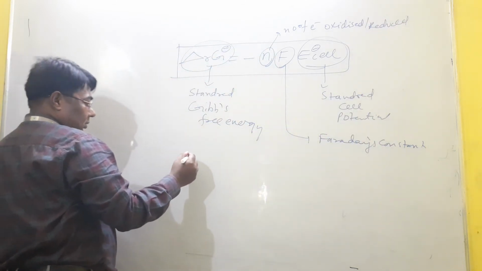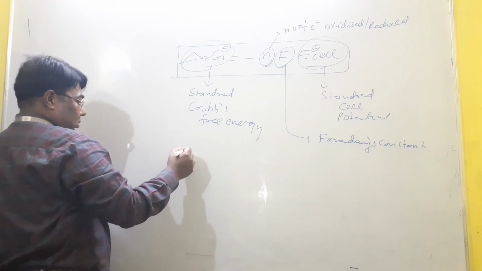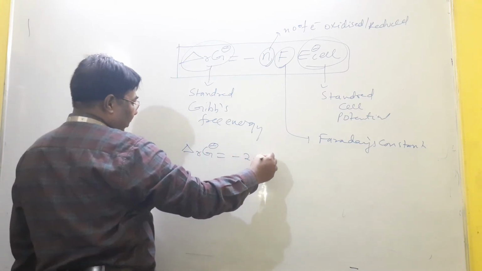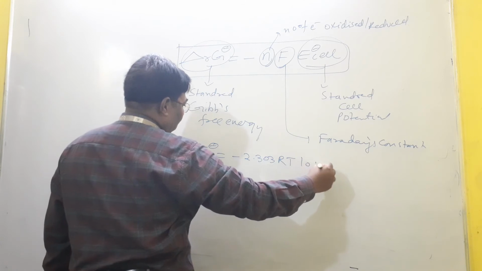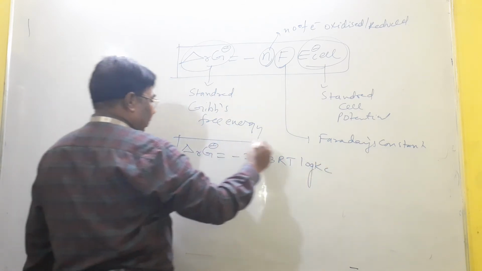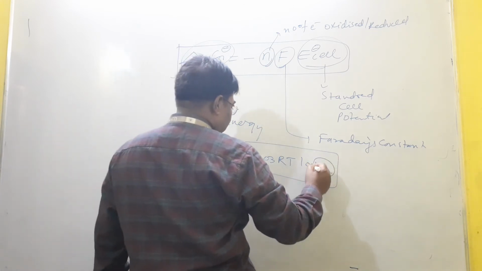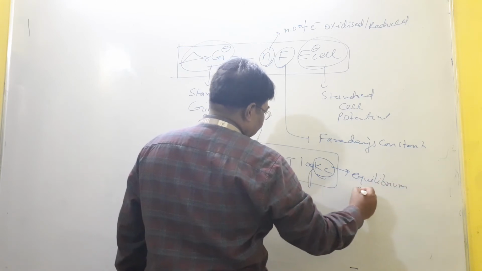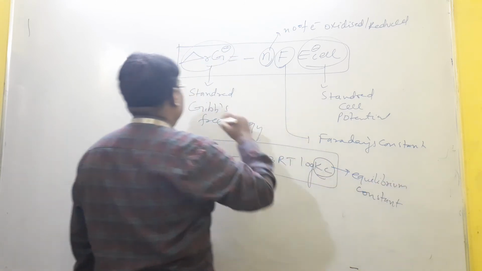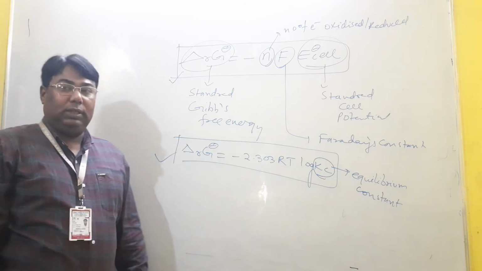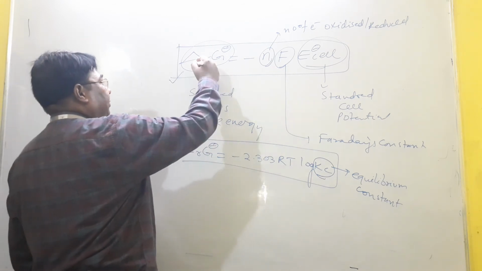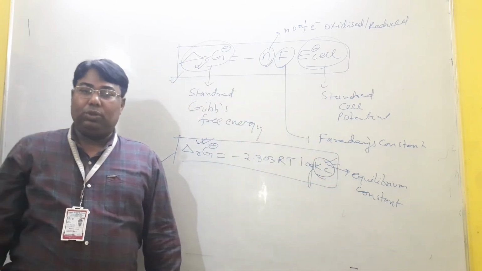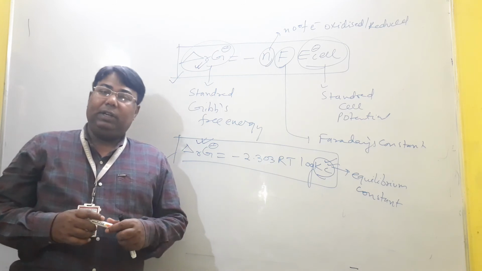Next relation: del G naught is equal to minus 2.303 RT log Kc. Kc is the equilibrium constant. This is another relation. So all of you please keep in your mind these important formulas related with E naught cell. E naught cell is related with the Gibbs free energy, and Gibbs free energy is related with the equilibrium constant. So these formulas are used to solve several kinds of numericals given in your textbook.